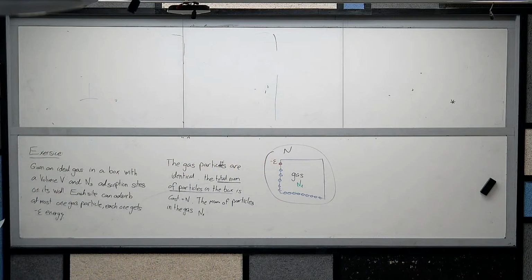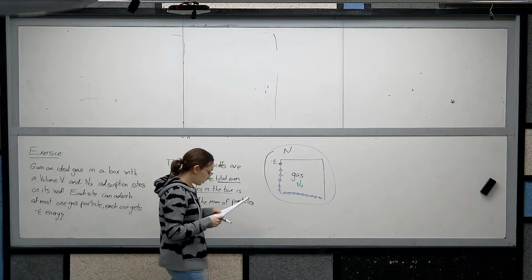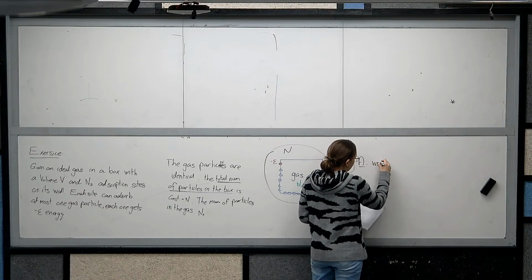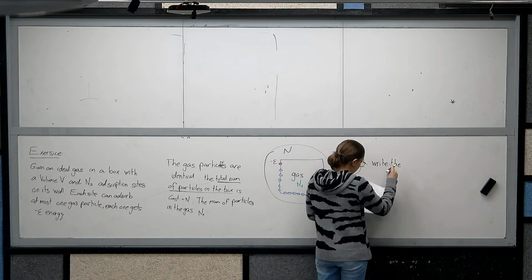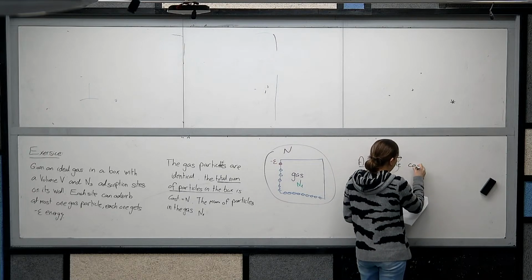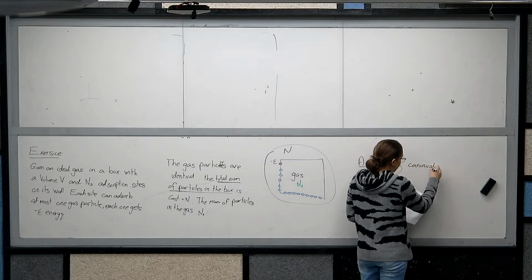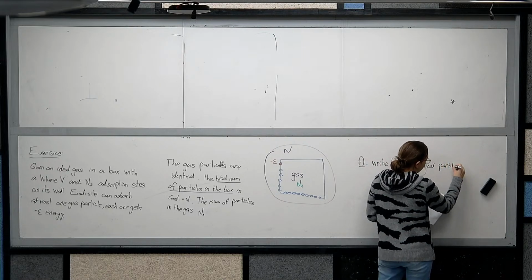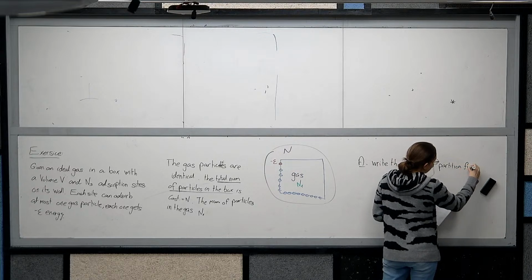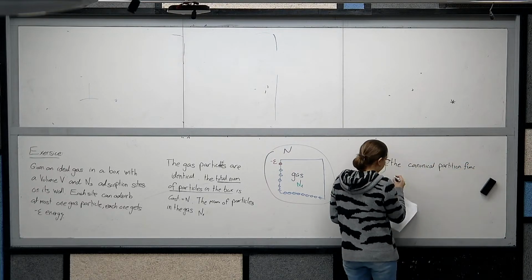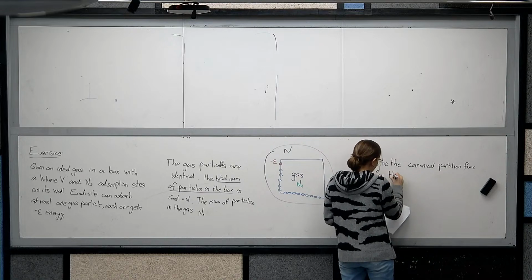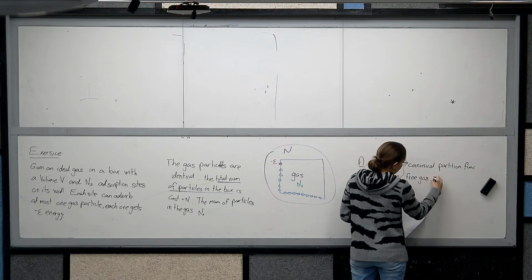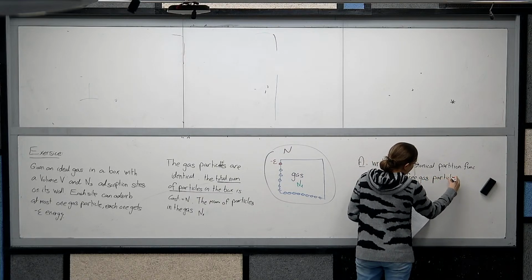Great, and now we want to start with A. Write the canonical partition function for the free gas particles.